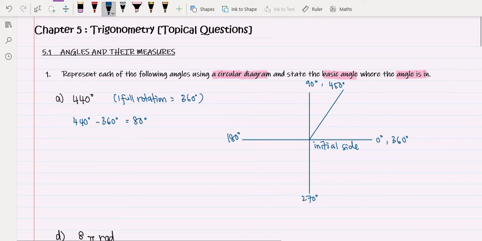Now we just need to label. What do we need to label? We need to label our angle theta. So here my theta is equal to 440 degrees, and since the question asked me to label the basic angle, I also need to label alpha here is equal to 80 degrees. Take note, this is our reference angle, or basic angle, which we label as alpha, and it is an acute angle. So I just take the value 80 degrees as my alpha.